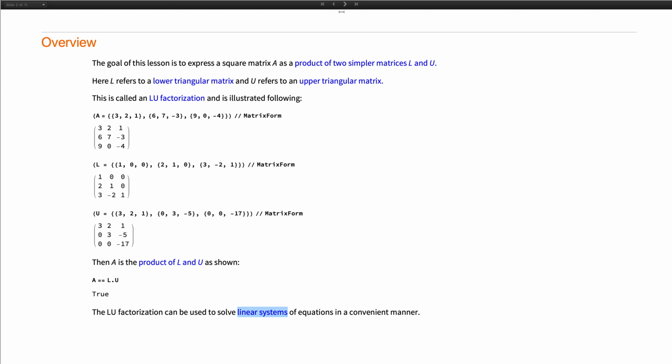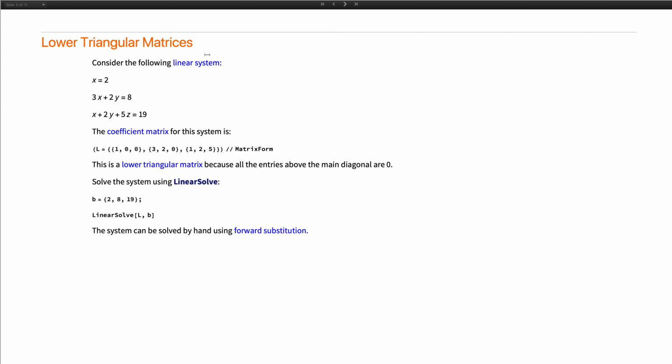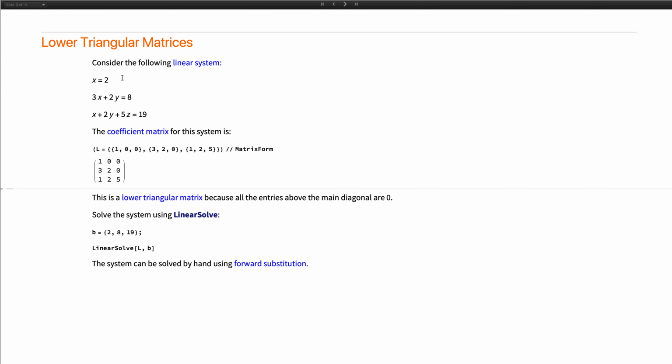So just to motivate the lesson, let's first talk about lower triangular matrices. So here I have a linear system. It's a very special kind of linear system. It looks kind of triangular. And if you look at the coefficient matrix for the system, you have 1, 0, 0 from the first equation, 3, 2, 0 from the next one, and 1, 2, 5 from the third one. So that is a lower triangular matrix because all the entries above the diagonal are 0.